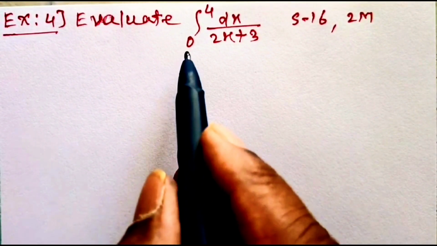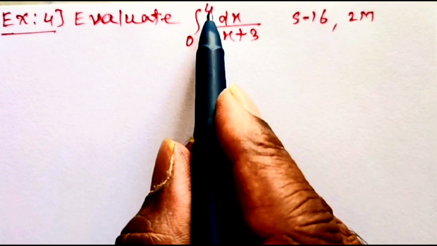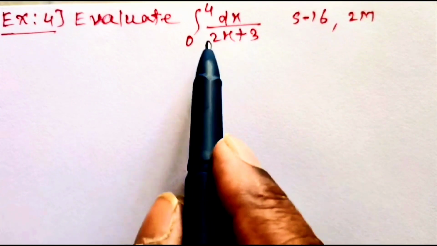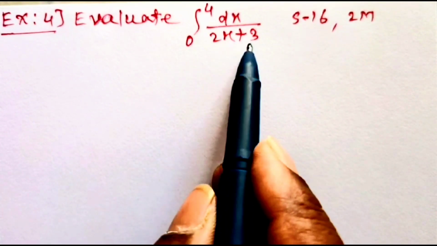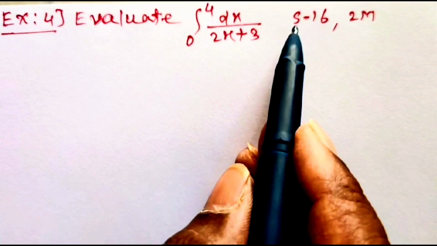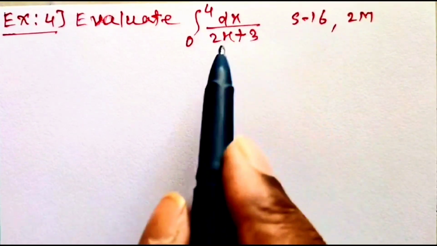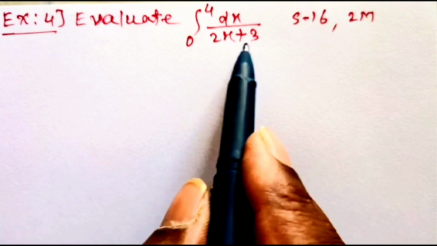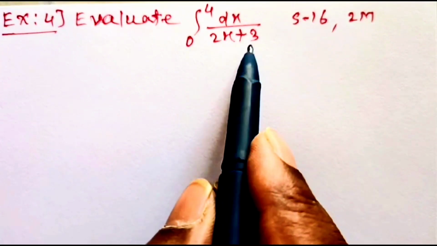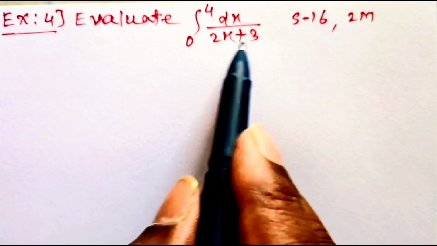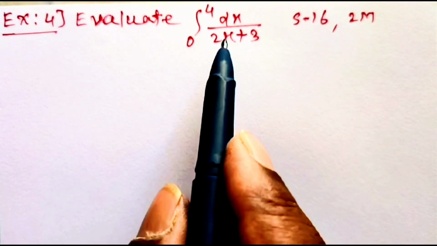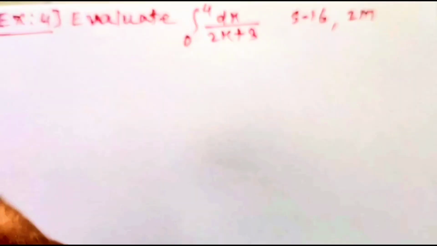Evaluate the integral from lower limit 0 to upper limit 4 of 1 upon 2x plus 3 with respect to x, and this integral appeared in summer 16 for 2 marks. Remember, here the denominator is 2x plus 3, which is a linear polynomial, because the degree of this polynomial is 1. And you know, first of all, what we have to do?